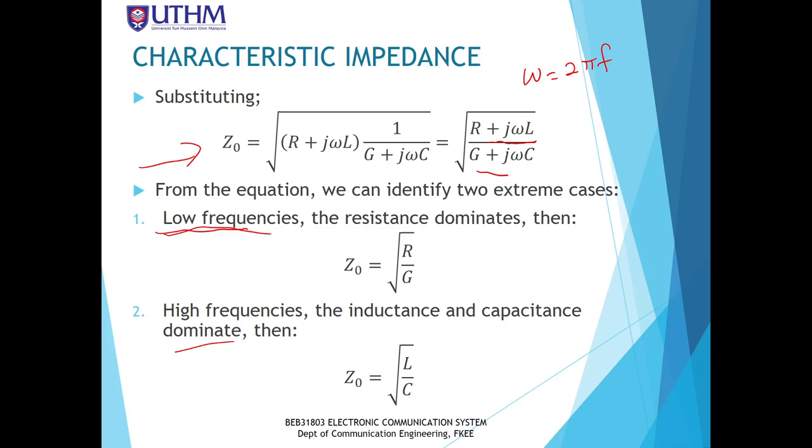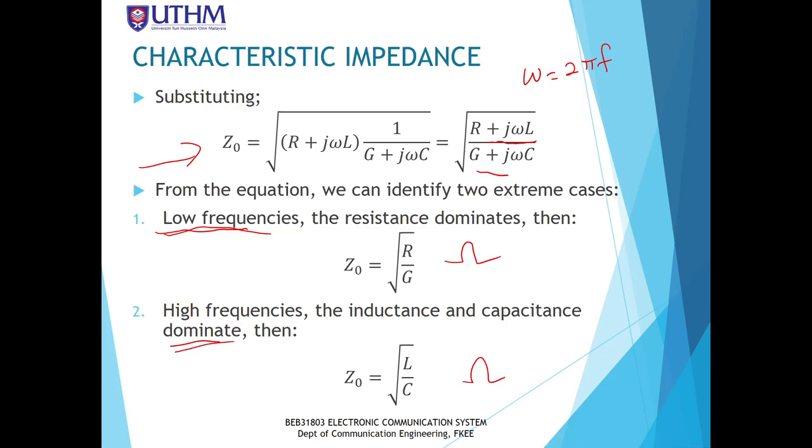So in low frequencies, the resistance is dominant. Therefore, the characteristic impedance can be calculated as the square root of R over G. The unit is ohm. In high frequencies, the inductance and capacitance are dominant compared to the resistance. So the characteristic impedance can be calculated as the square root of L over C, also in ohm.